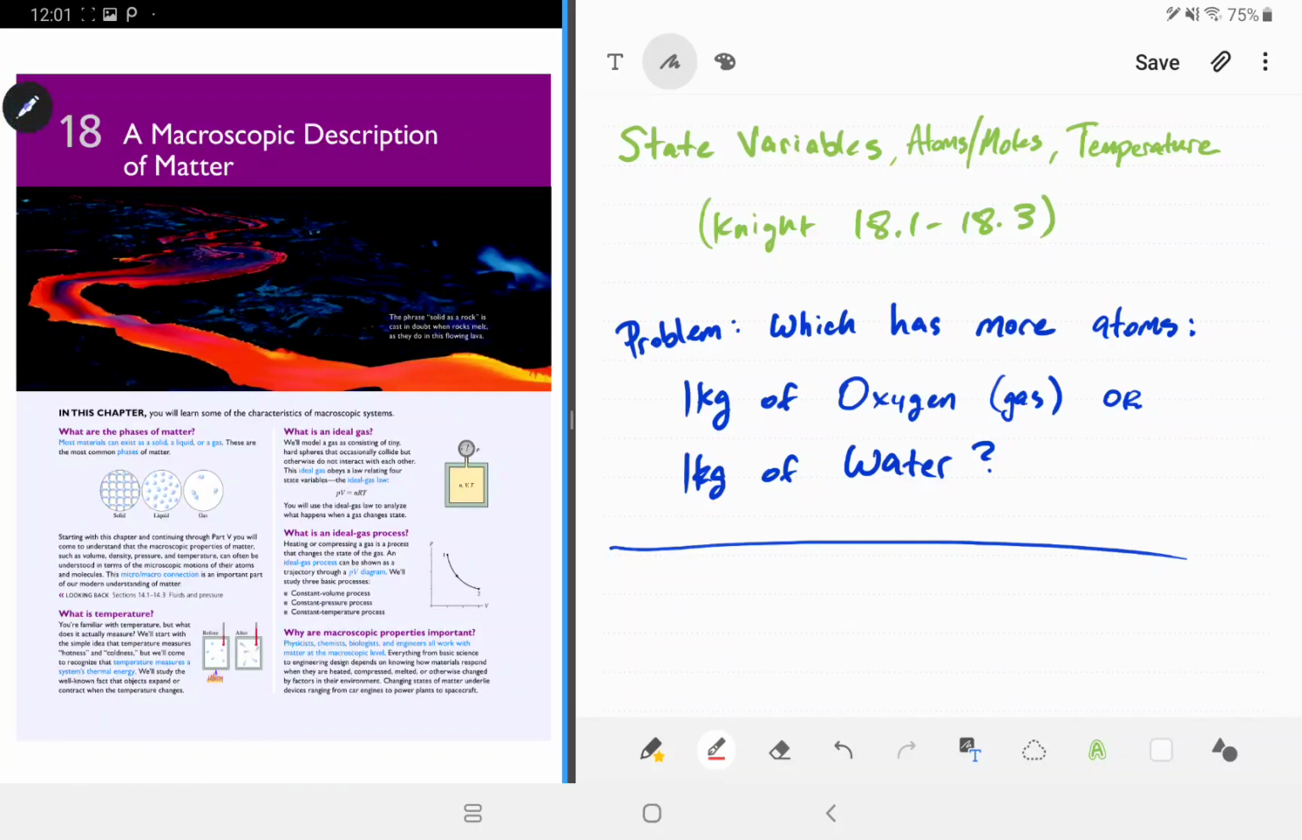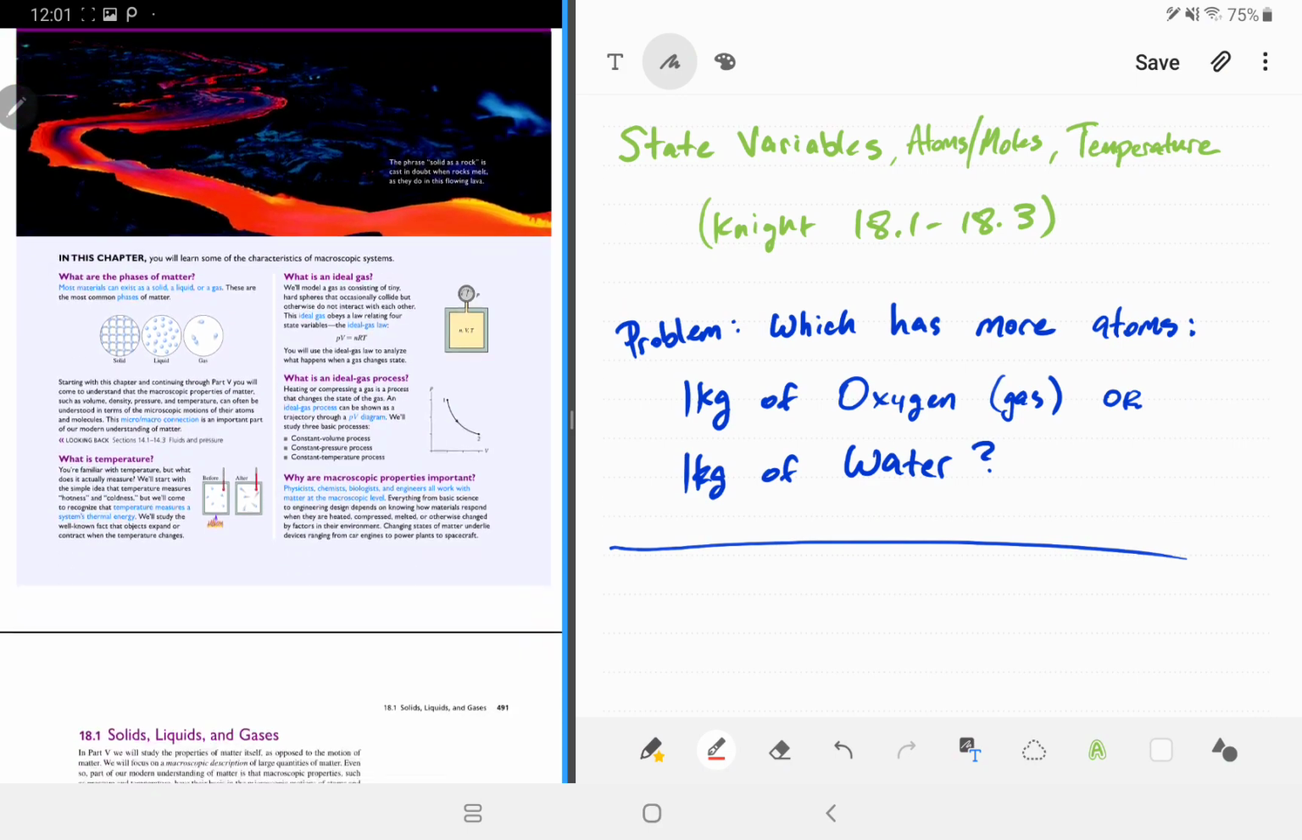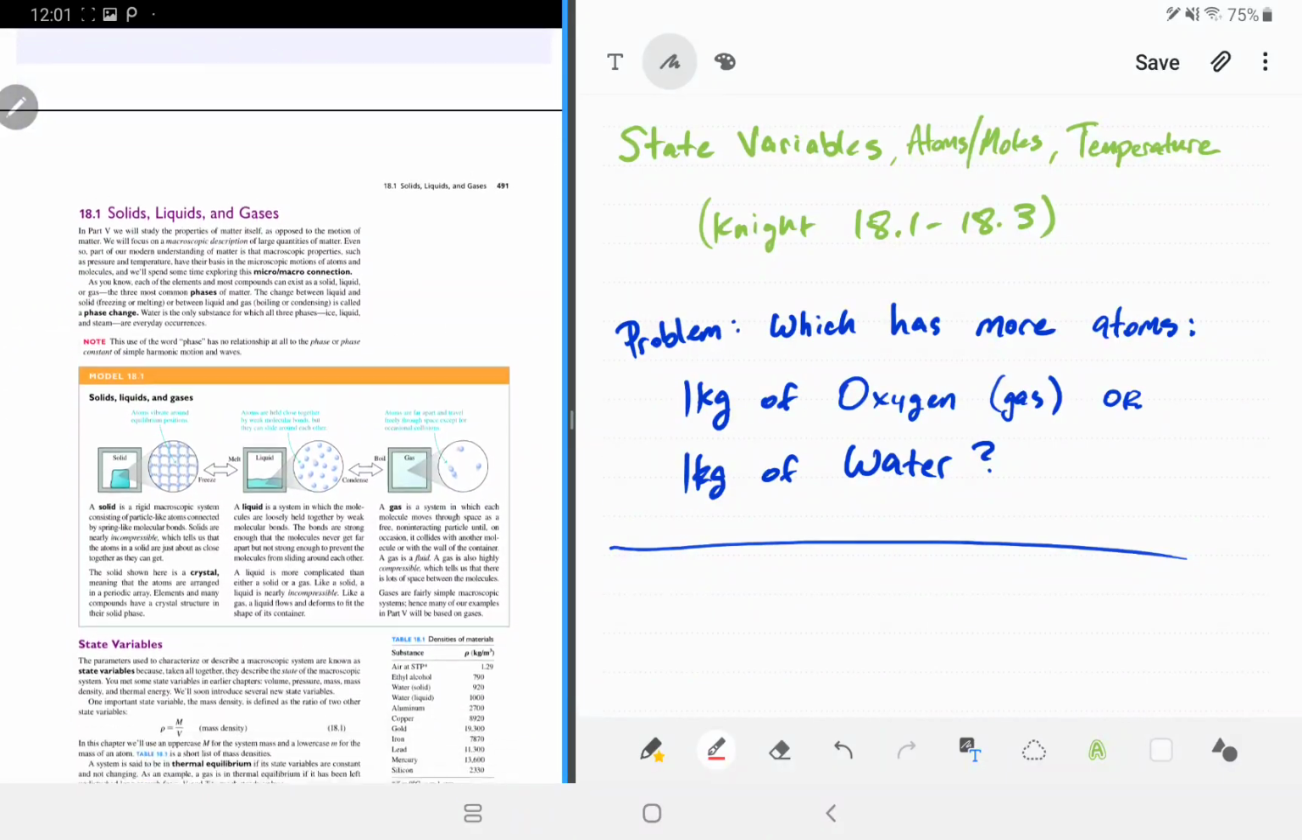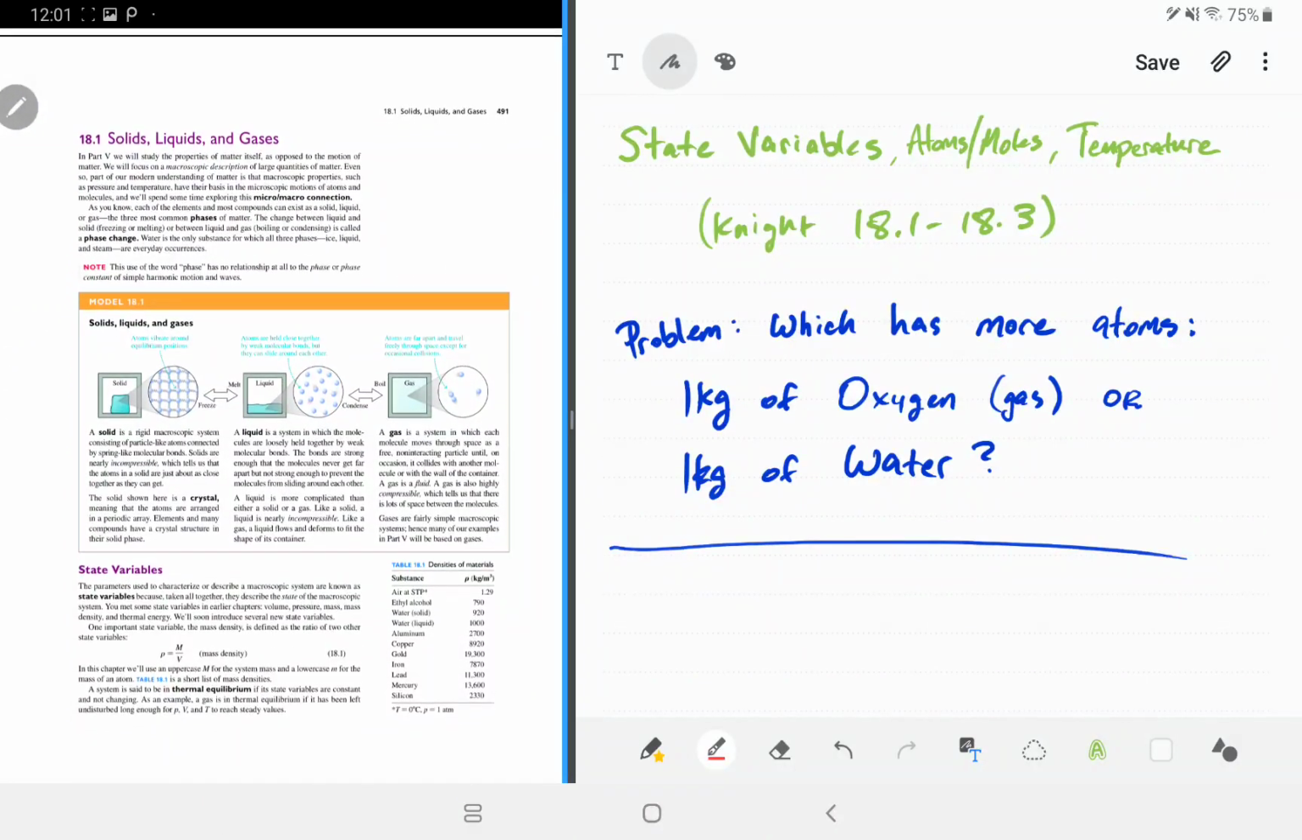Hello everyone, we are starting chapter 18 in this video, which is going to introduce us to the basics of thermodynamics. This video is going to go over state variables, atoms versus moles, and temperature. So it's kind of just the basics of chemistry. So a lot of this will be a review if you took chemistry in high school.